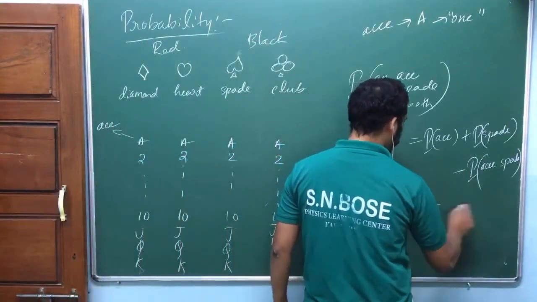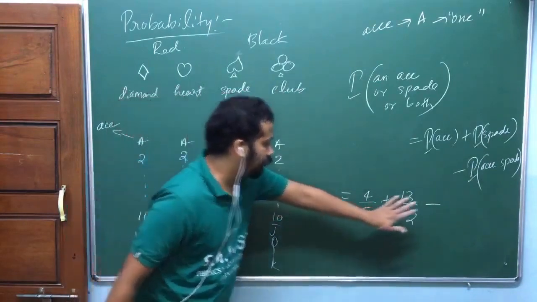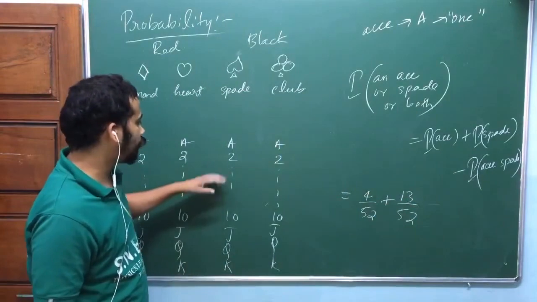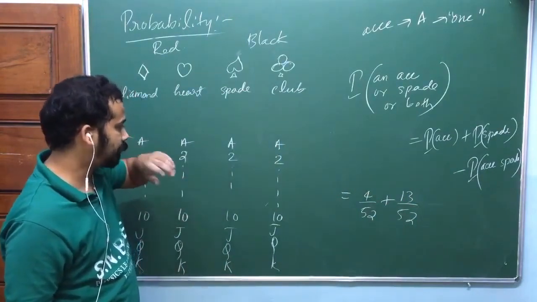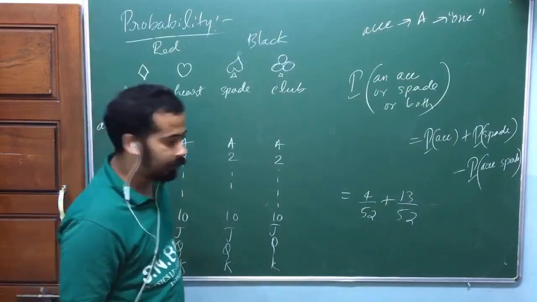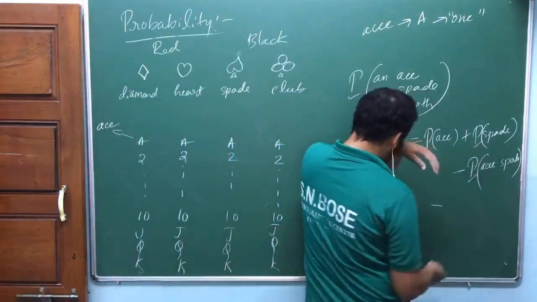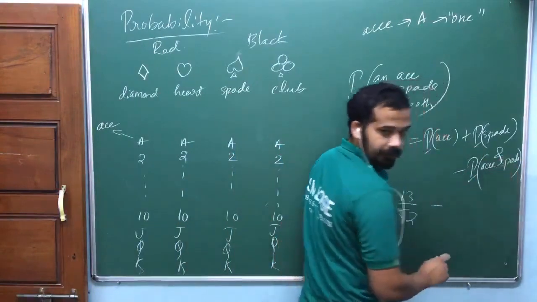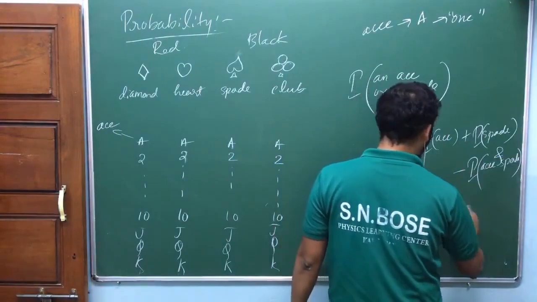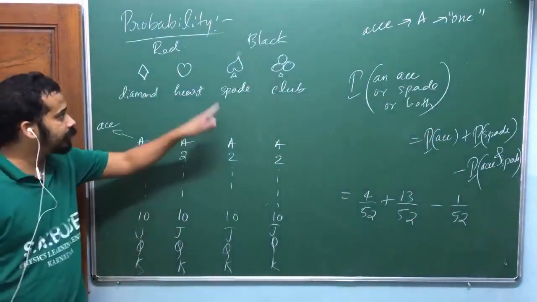Out of 52. Now when you do this one, look at it here. If you take only this probability, you have counted that one twice actually. Something came twice. Ace and spade. Ace spade came twice actually. That's why you have to subtract the probability of getting ace and spade, ace with spade. That's equal to 1 by 52. Only one ace of spades is there.